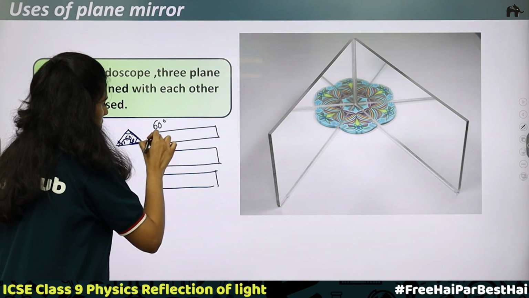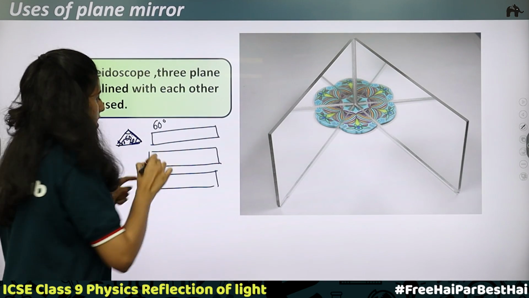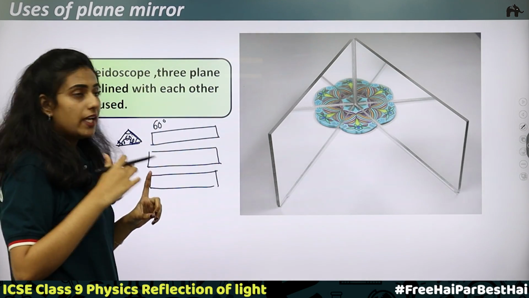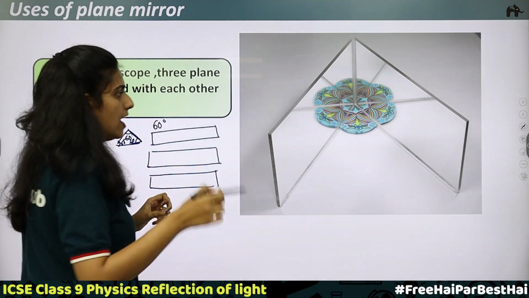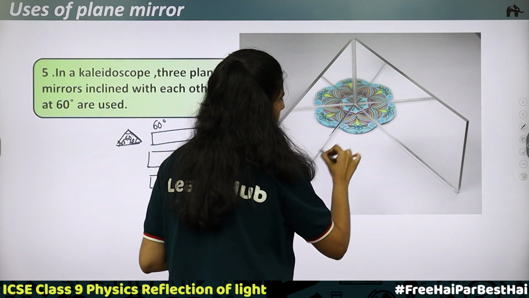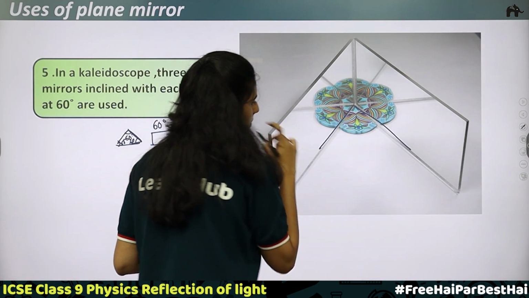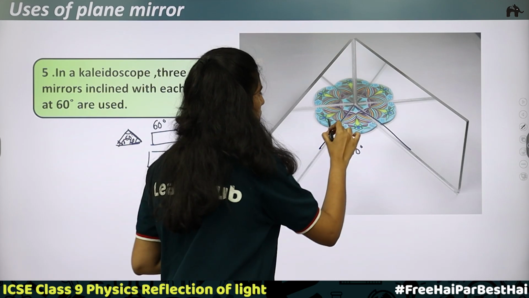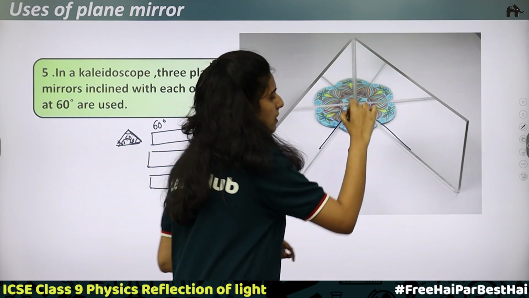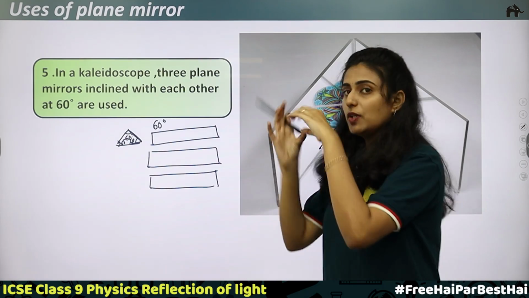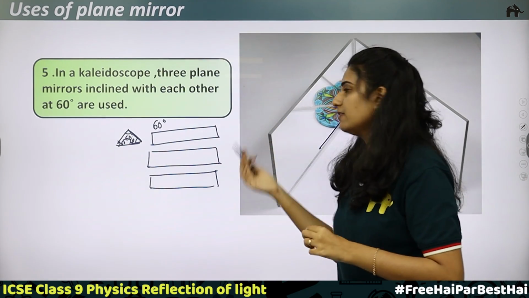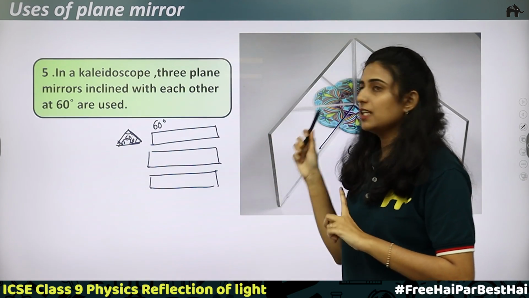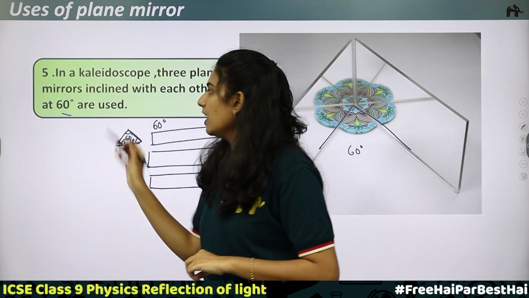After that, at one end you have to keep a glass and put some beads into it. When you look through the other end, you will be able to see different hexagonal patterns. Here you can see 2 mirrors with the angle of inclination 60 degree, and here you can see the beads. The images are formed, so you are getting a hexagonal pattern. When you keep rotating this kaleidoscope, the beads will shift their positions and you will get different patterns. So in a kaleidoscope, 3 plane mirrors inclined with each other at 60 degree are used.